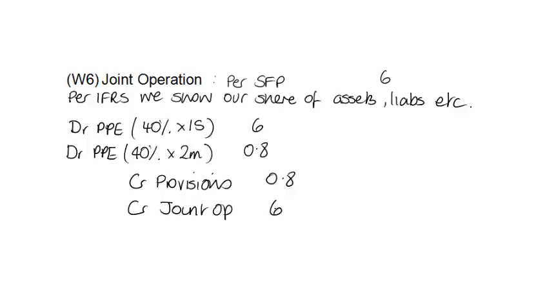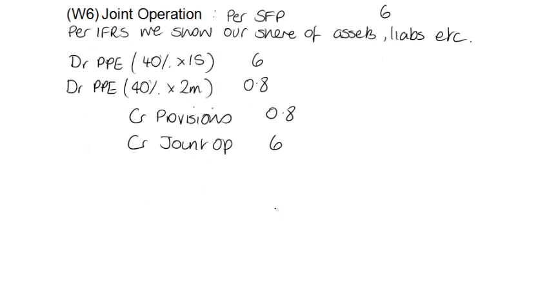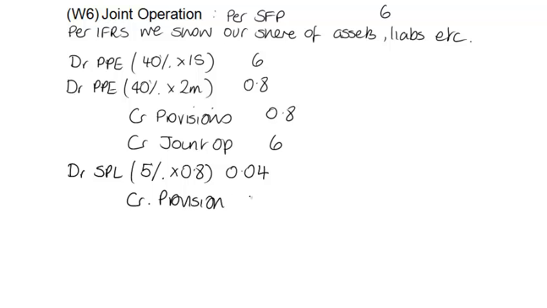It says we're using a discount rate of 5%. So what we have to do, we have to unwind the discount. So I'm going to debit the statement of profit and loss 5% of 0.8 million, which is 0.04, and credit the provision 0.04. And I'll put these all through the accounts as soon as I've finished all these journals. And this is just a vast journal crunching experience.